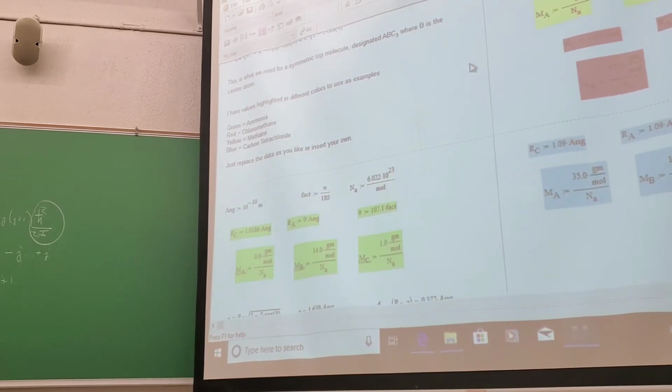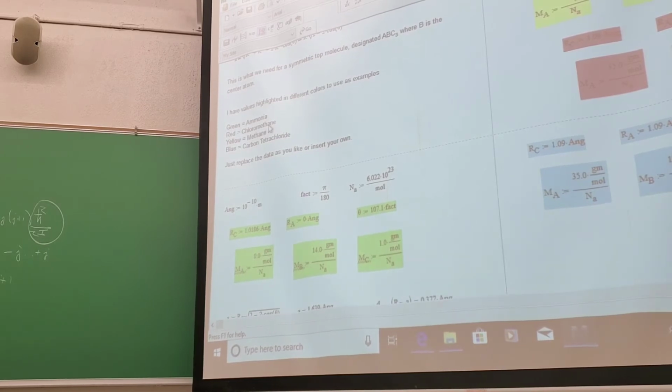On this, I have several different molecules. The green is ammonia. The red is chloromethane. Notice chloromethane is still a symmetric top, right? Because even though it's tetrahedral, methane is a spherical top. Let me show that one. And then finally, I have blue, carbon tetrachloride.